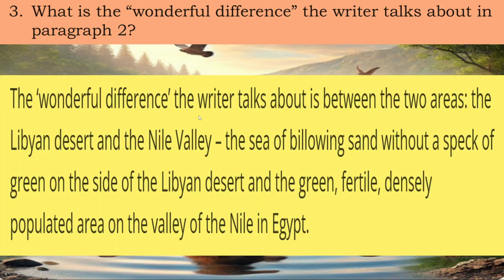3. What is the wonderful difference the writer talks about in paragraph 2? The wonderful difference the writer talks about is between the two areas, the Libyan Desert and the Nile Valley. The sea of billowing sand without a speck of green on the side of the Libyan Desert, and the green, fertile, densely populated area on the valley of the Nile in Egypt.